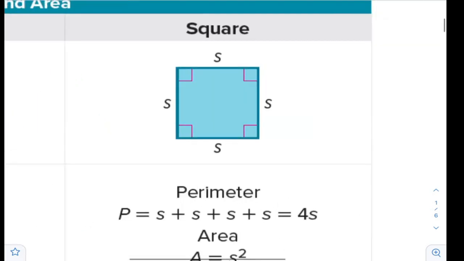So the perimeter here of the square will be what? 4 S's. Since the square is a polygon with 4 equal sides, if you want to find the perimeter of the square, multiply S by 4.